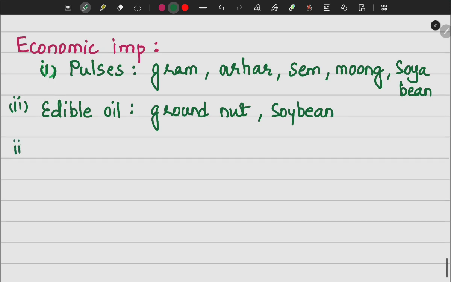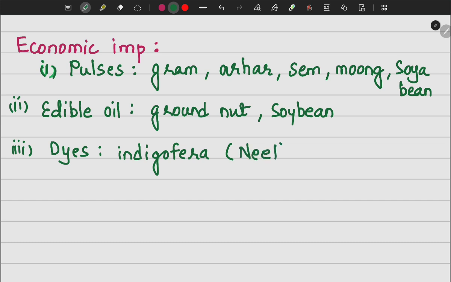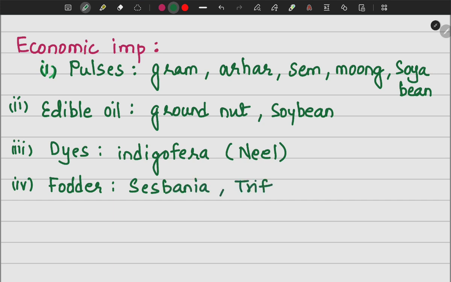Then some plants are used for dyes, for example indigofera, which is also called neel in Hindi. It is a blue color dye. It colors the fabric into blue. Alright. Some are used as fodder for cattle. For example, Sesbania and Trifolium.